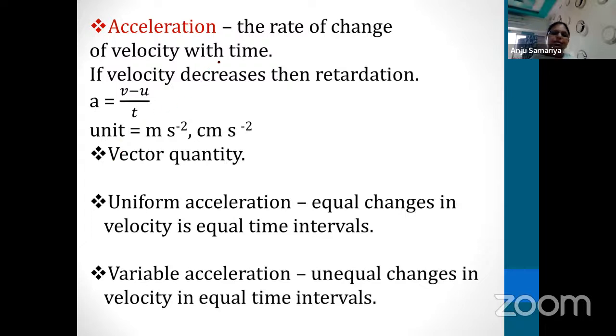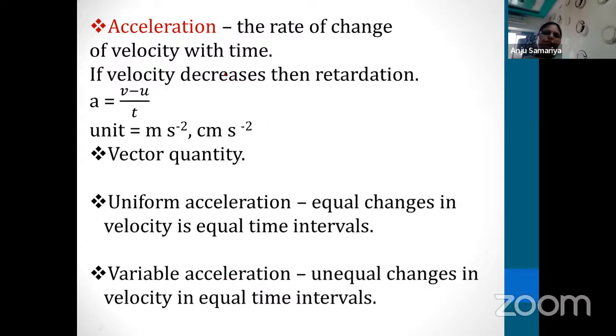Acceleration, since it is change in velocity, is a vector quantity, and the unit will be meter per second square. Let's talk about that. Uniform acceleration means equal changes in velocity in equal time intervals. Variable acceleration means unequal changes in velocity in equal time.